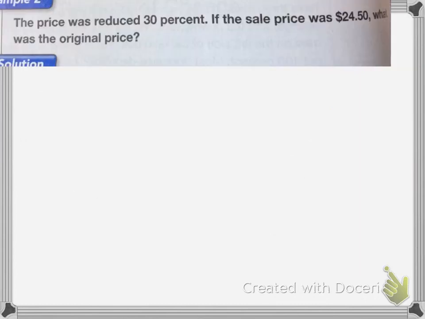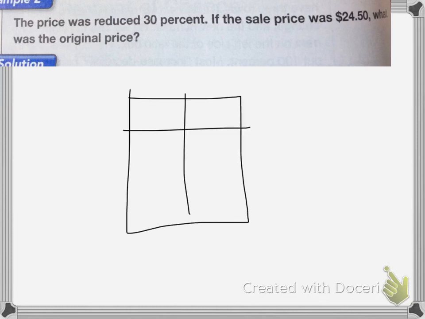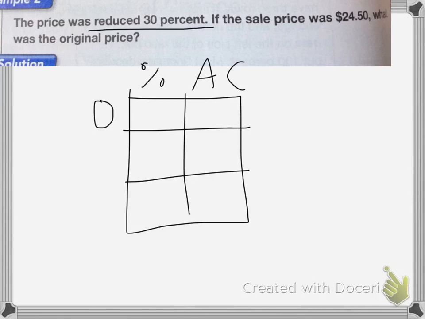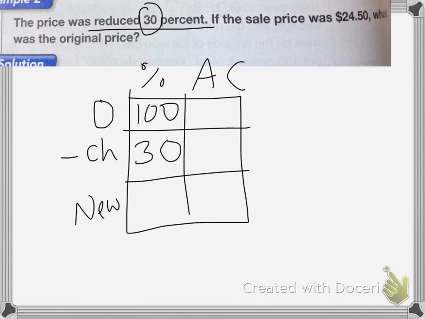With this one, the price was reduced 30%. If the sale price was $24.50, what was the original price? Again, you're going to make your ratio box. You have your percent and actual count. You have your original amount. This time we're reducing 30%, so it's going to be a minus change. And then your new amount. The original percent is going to be 100%. We're taking off 30%, so my new percent is going to be 70% because 100 minus 30 is 70.